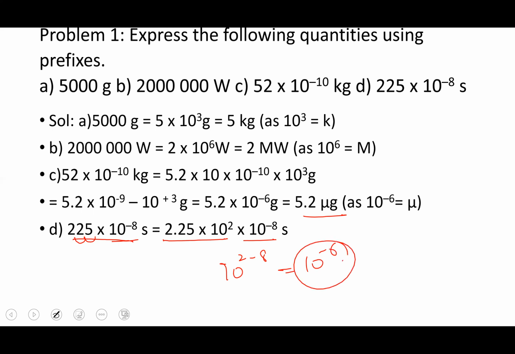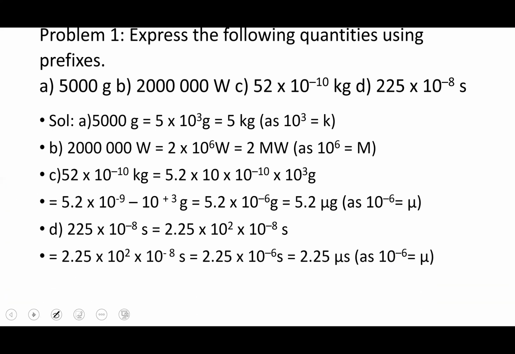And as we know, 10 to the power minus 6 is known as micro. So we'll put micro over here. Let's see how it becomes. So it will be 2.25 into 10 to the power 2, and these two powers add up to 10 to the power minus 6. What do we call 10 to the power minus 6? Micro. And that is why it is 2.25 microseconds.